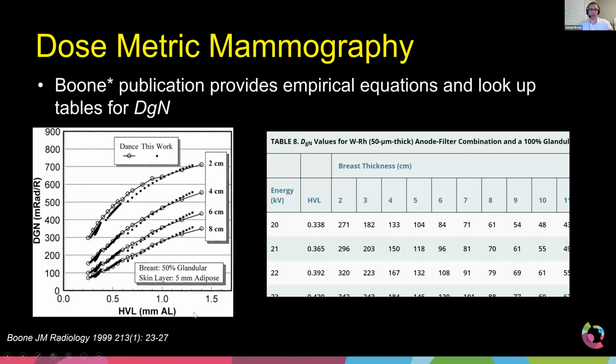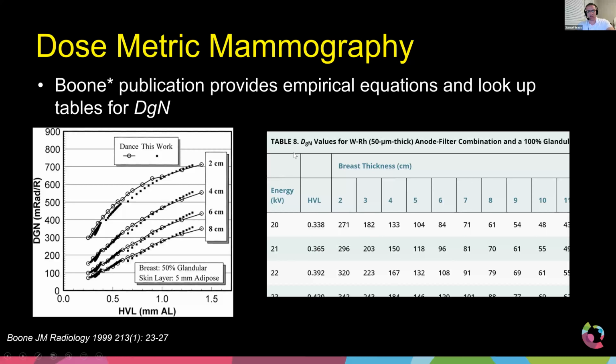And I know you guys have seen enough mammograms, for those of you that look at them, to know this breast model is not actually a traditional or typical breast that you would see. Now, I'm not saying there isn't a breast out there that has a 5 millimeter fat layer, but they all come in different shapes, sizes, and glandular-fat mix. But that said, once again, this is just a dose calculation for a standard model.